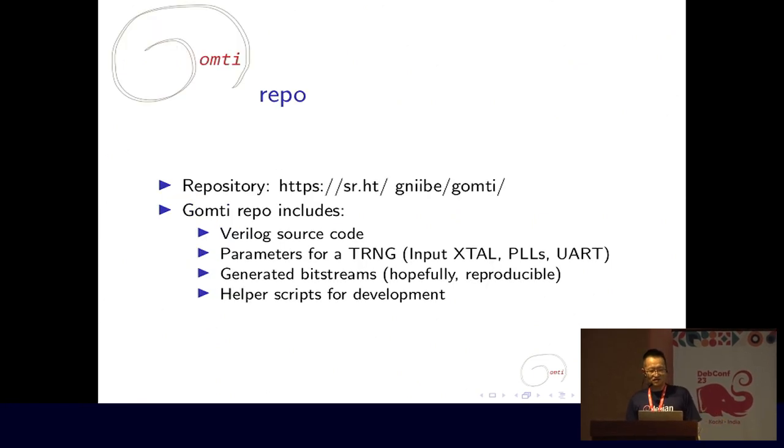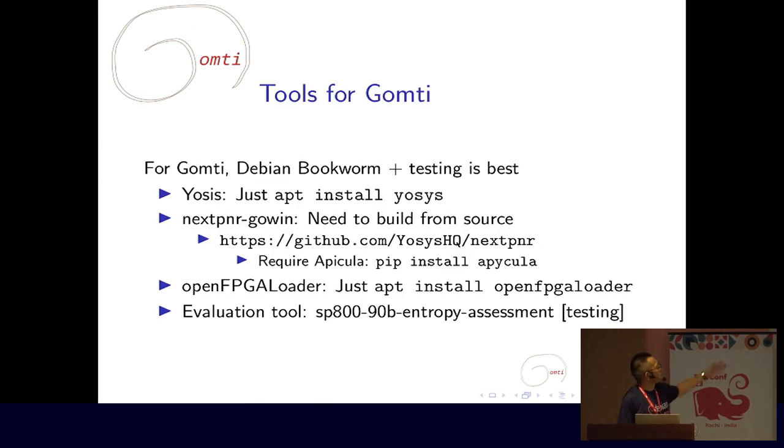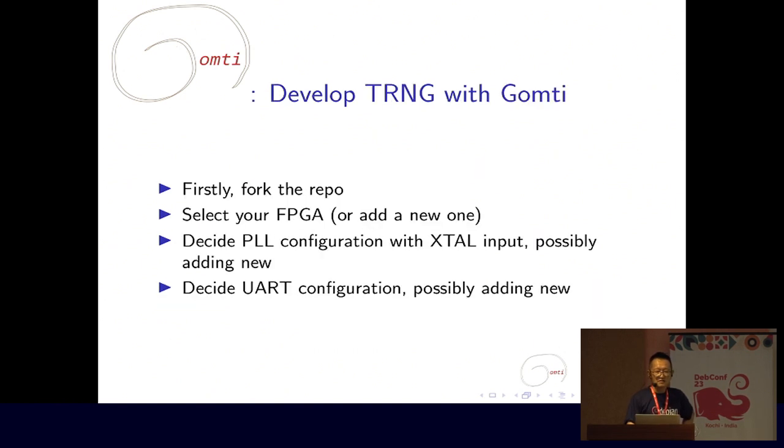So here is the repository of Gomti at the SourceHut. The Gomti repository includes Verilog source code and the parameters for the TRNG, the generated bitstream, and helper scripts for development. You need those free tools to build your own TRNG. Debian testing is best for Gomti. And this is how to develop a TRNG with Gomti.